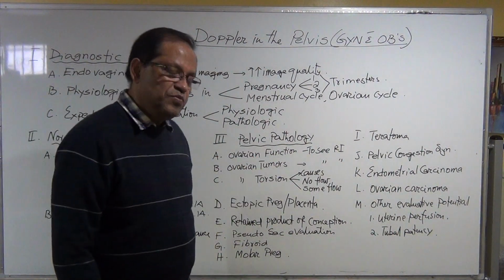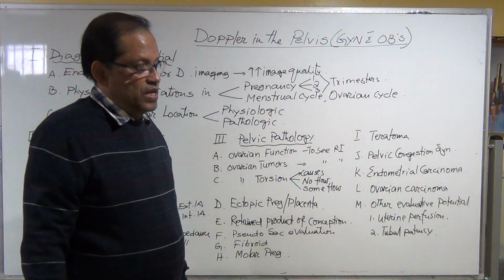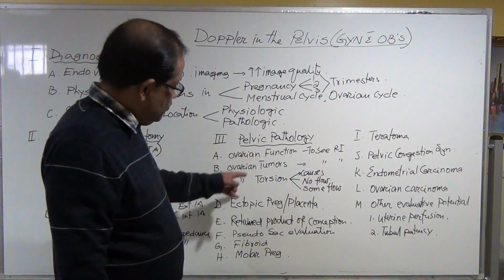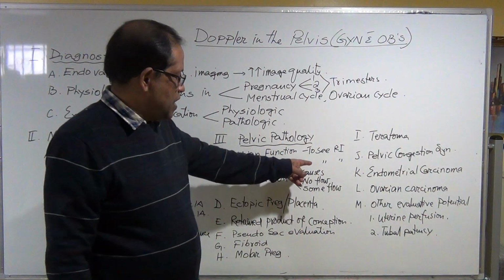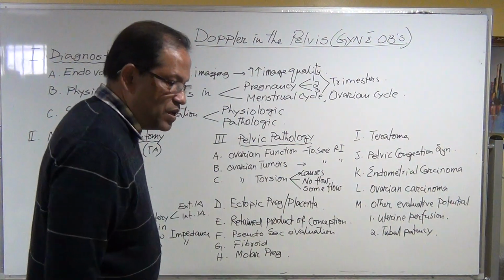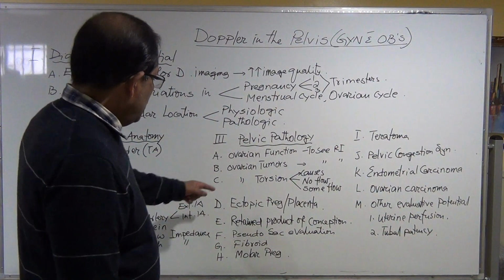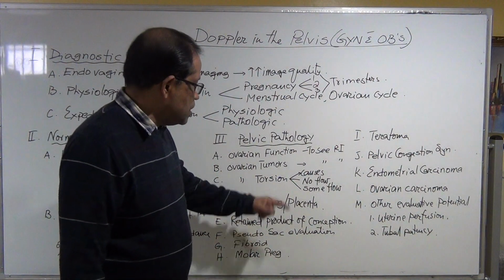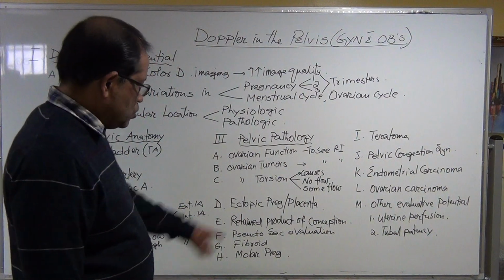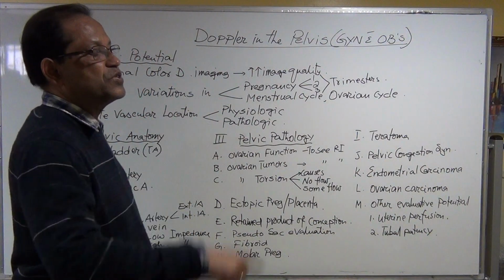So for ovarian tumors, we discussed before a lot of ovarian tumors, and if we see that the ovarian tumor artery resistivity index is low, then we can figure out that it could be malignant. We also like to see ovarian torsion. Torsion means twisting of the ovary along with its suspensory ligament.